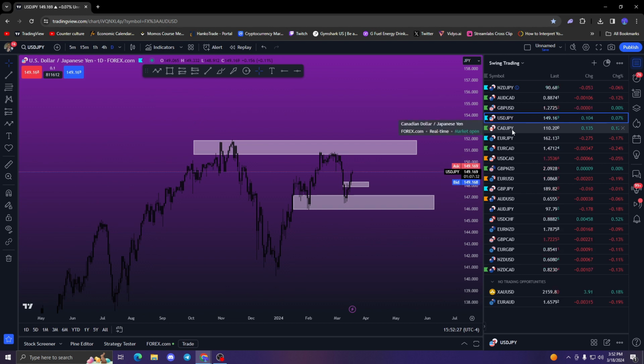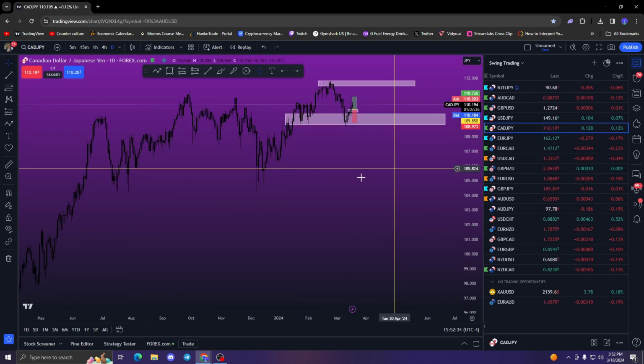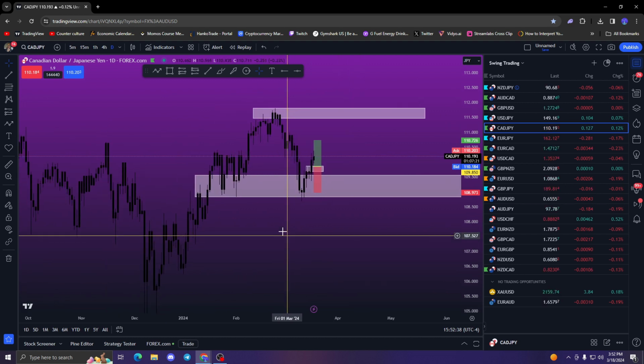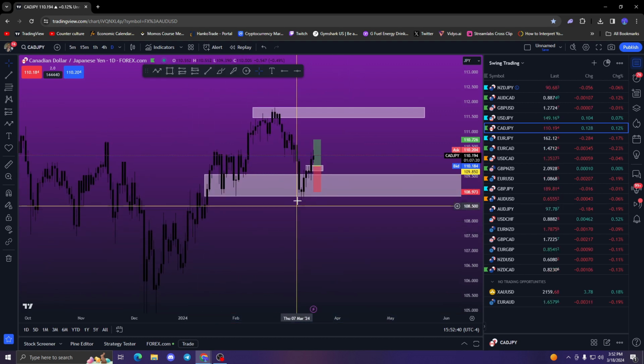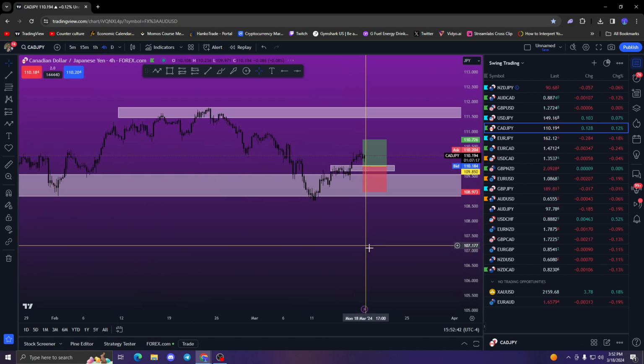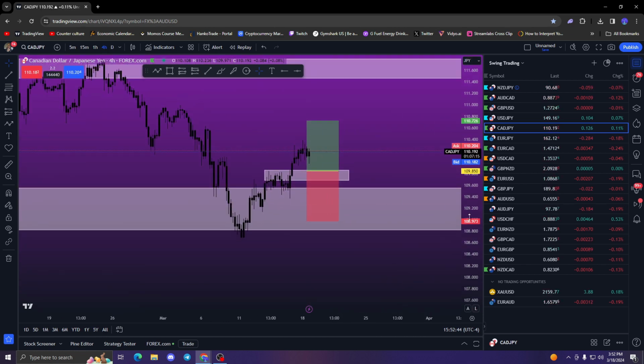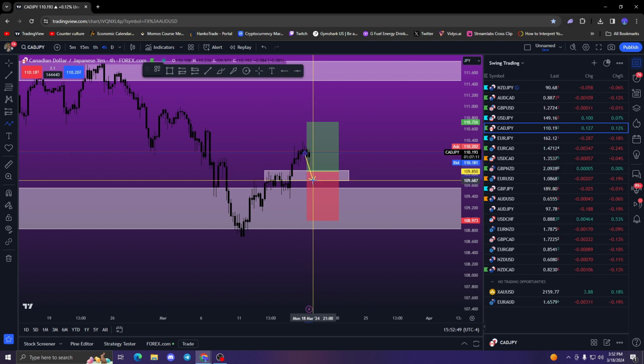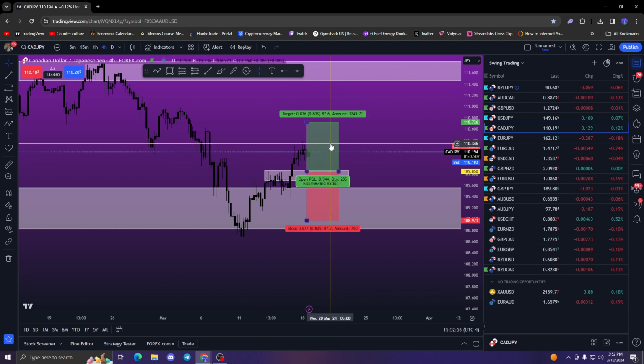I just don't see any good buy opportunities at this current moment. CAD JPY is kind of the same thing. If you caught buys in the support zone, you would be in profit, but you can also catch buys if price does retrace into this H4 support zone. You could catch buys in there if it even comes back.